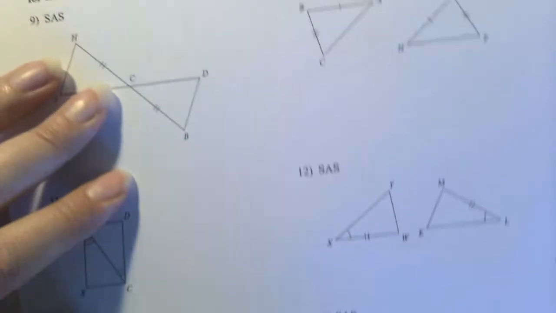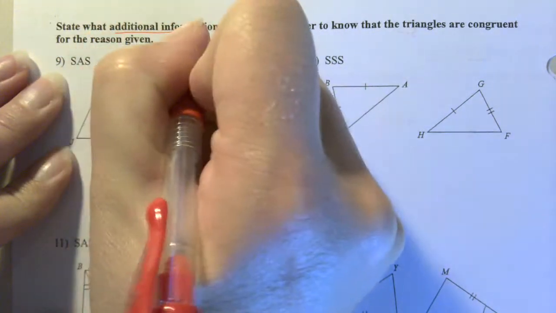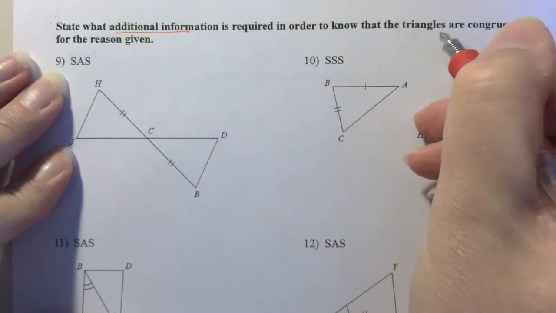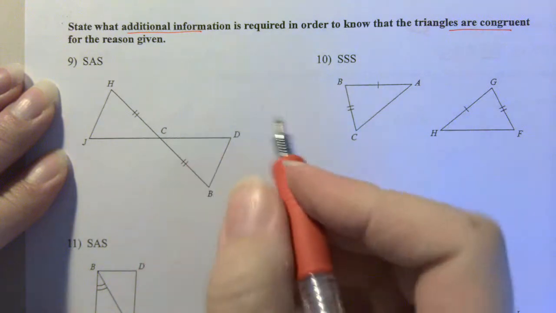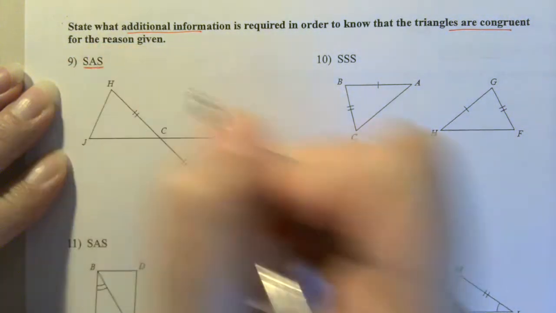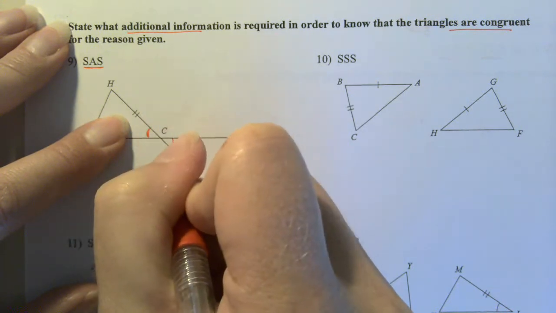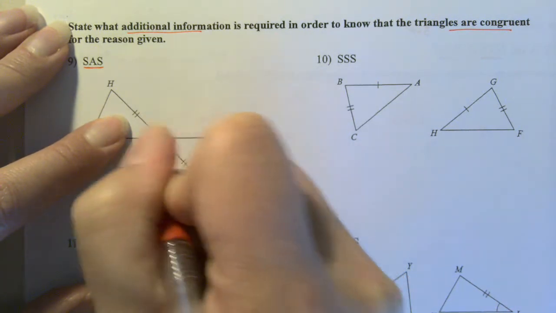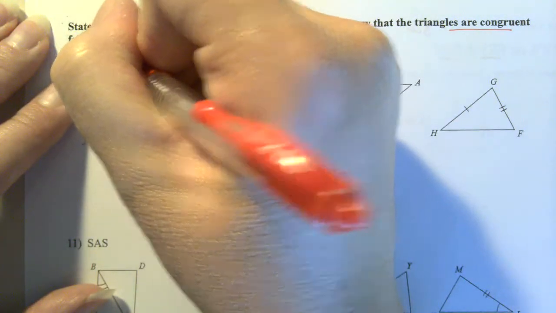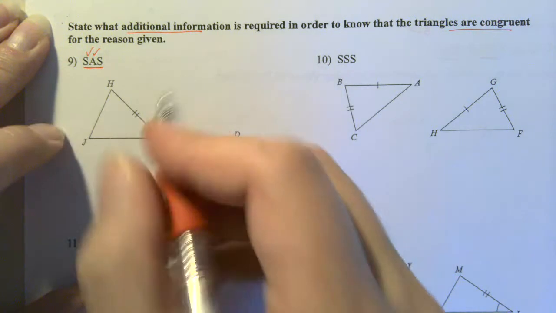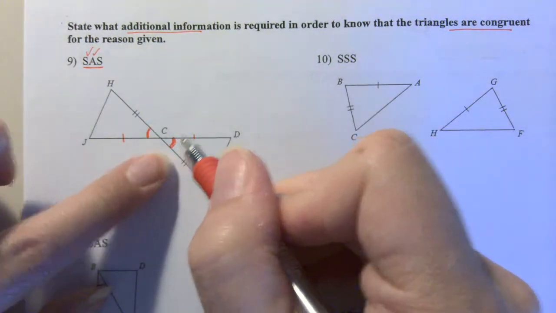I'm going to flip it over to the back and talk about that. State any additional information. So what would I need in order to know the triangle is congruent for the reason given? So I don't have enough information, but I'd like to prove using side, angle, side. They've given me a side. I know that vertical angles are congruent. So these are 2 facts that I have. What I don't know is the other side. So I've got a side, I have the included angle, and so it has to be this side congruent to that side. So the angle is included.